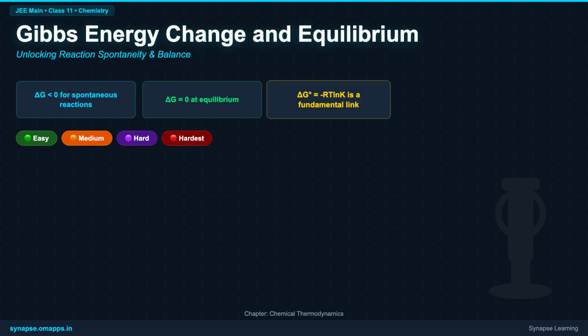Hello everyone and welcome to our deep dive into chemical thermodynamics. Today, we are unraveling the fascinating connection between Gibbs energy change and equilibrium. This topic is crucial for understanding why reactions happen, how far they go, and what conditions favor product formation. We'll start with the basics, then move through easy, medium, hard, and finally, the hardest concepts, preparing you thoroughly for your G-Main exams. Let's begin this exciting journey.